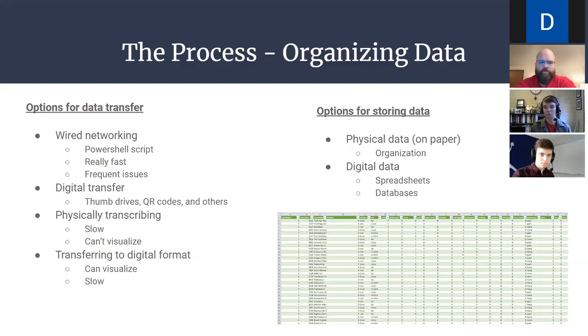And so I would recommend wired networking for a team that probably has a little more time to work on setting up their system, but wants something really fast. And then digital transfer. So these are methods like thumb drives, QR codes, or barcodes, and other things like that. And so these are things that aren't wired.